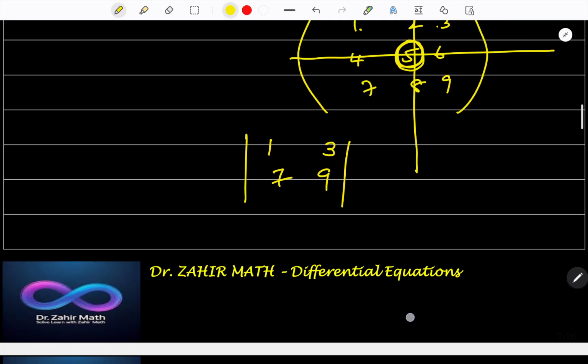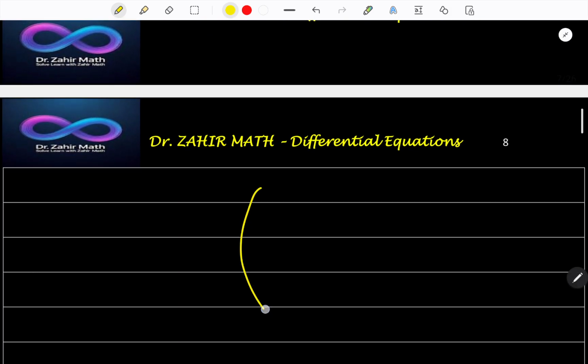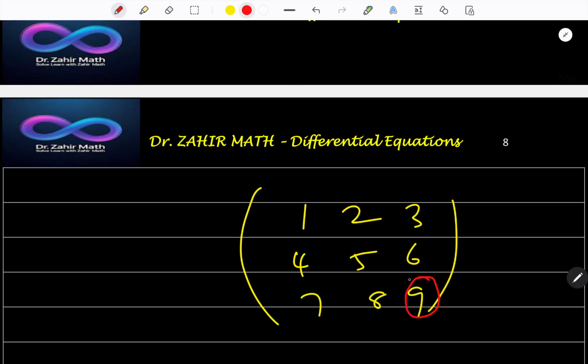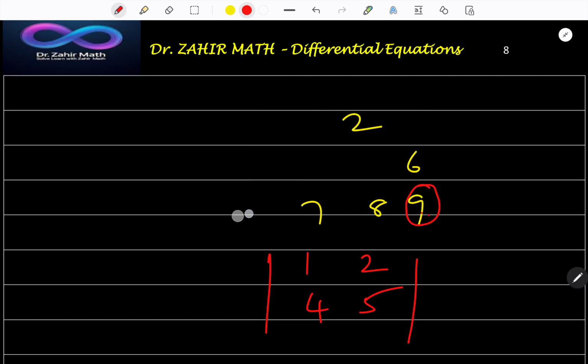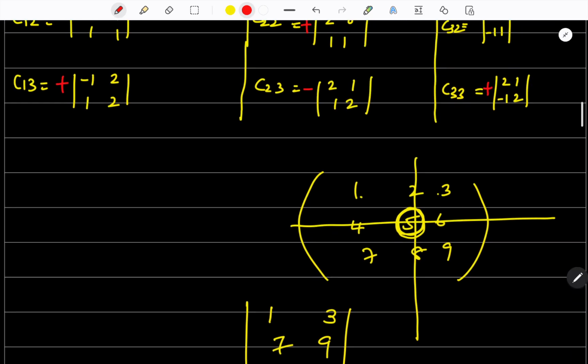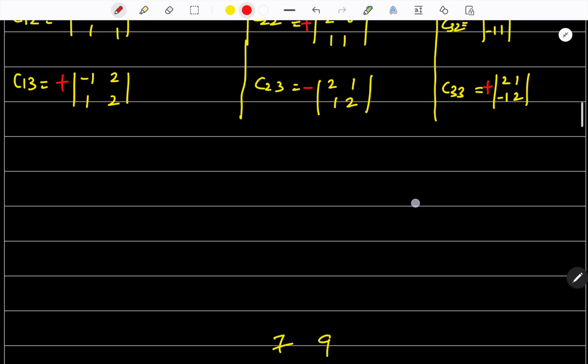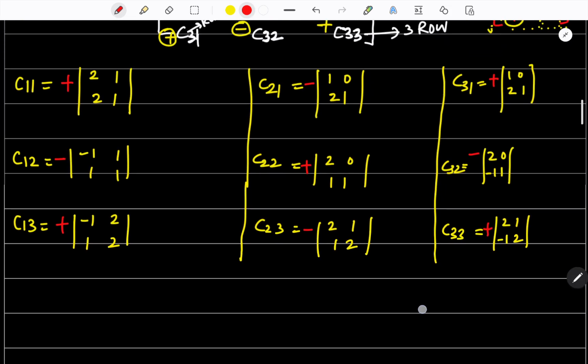Suppose you want to find another example, I'll give. 1, 2, 3, 4, 5, 6, 7, 8, 9. Suppose you want to find this minor. So open the determinant. This column you should not take, this row you should not take. Sorry, I made a mistake. The element is here, so you'll get 1, 2, 4, 5. Clear? This is the idea you have to follow for all the 9 elements. Keep in your mind.